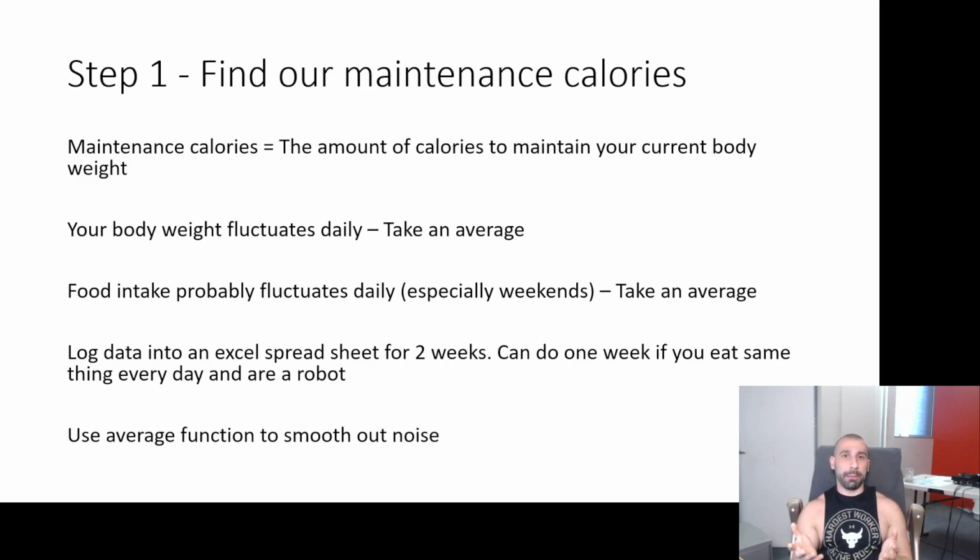Then your food is going to do the same thing. Unless you're a robot, you probably eat more or less each day, particularly if you're not tracking your food. So you might have 2,000 calories one day, 2,100 the next day, 1,800 the next day. But then we can make an average of those calories as well. So if your body weight is on average staying around, for example, 70 kilos, and on average the food you're consuming is about 2,000 calories, then we know that if you keep eating 2,000 calories, you are going to stay 70 kilos. That's what maintenance calories are: the amount of food that you need to eat to maintain your body weight.